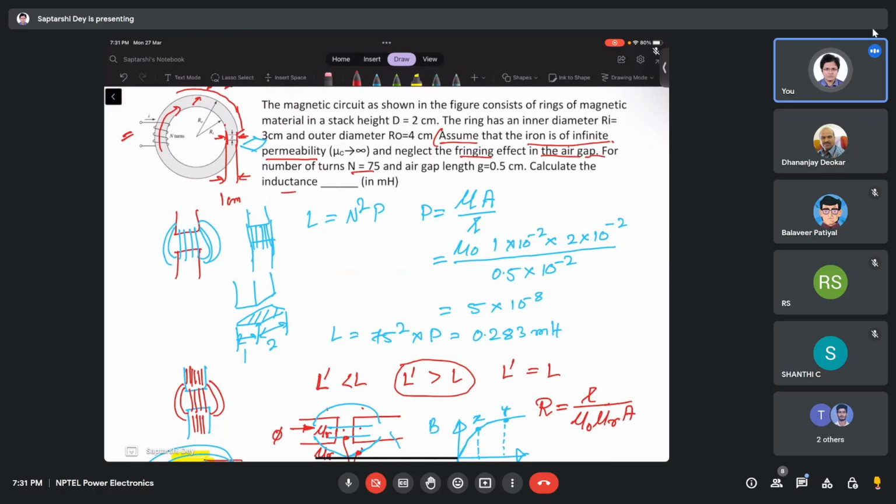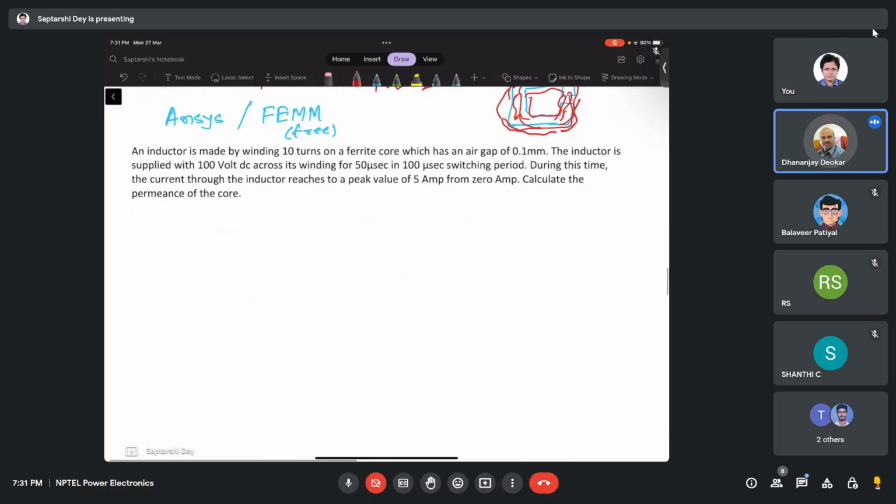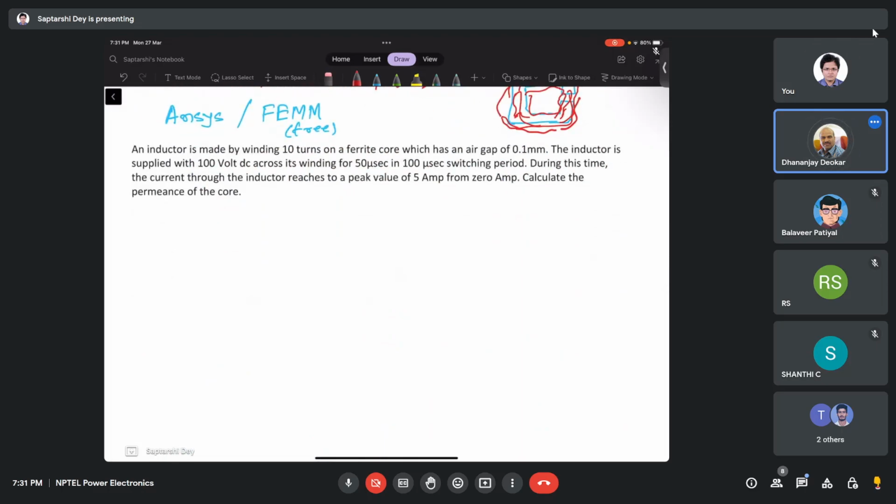Mu r cannot change. Mu r is a material property. No, but for a gapped core, they say you have to consider the mu r that the manufacturer gives. Mu 0 is okay, for air we take mu r as 1 and mu 0 as 4 pi into 10 raised to minus 7. But for a gapped core, the mu r value is going to change. No, it cannot.